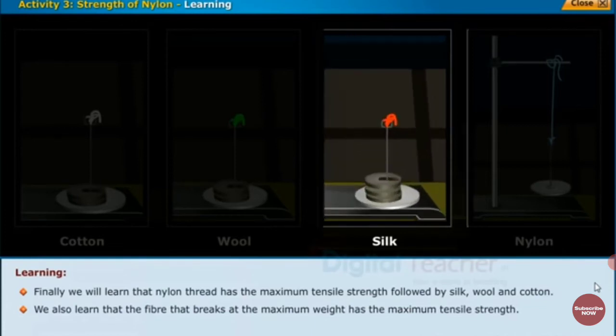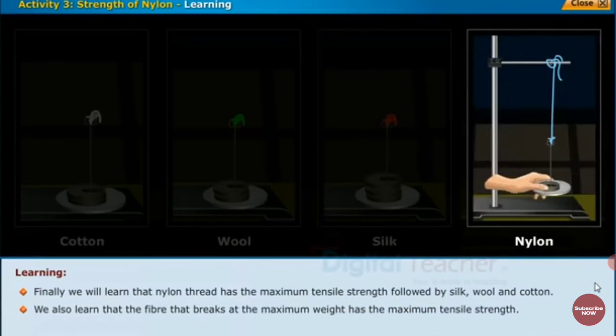Silk also has maximum tensile strength, and linen has more strength than these three.